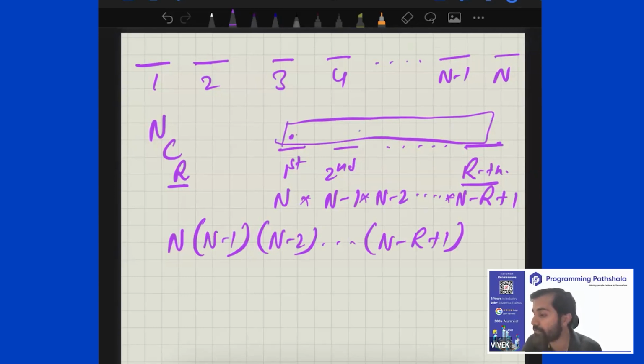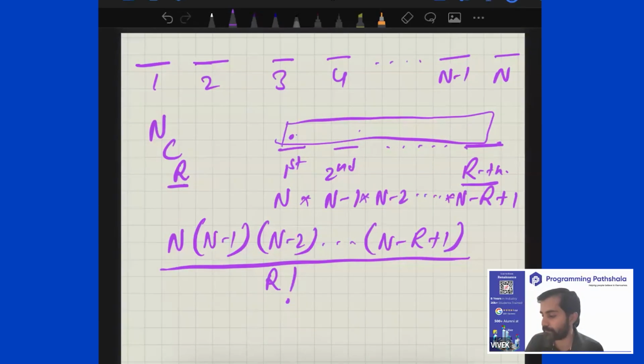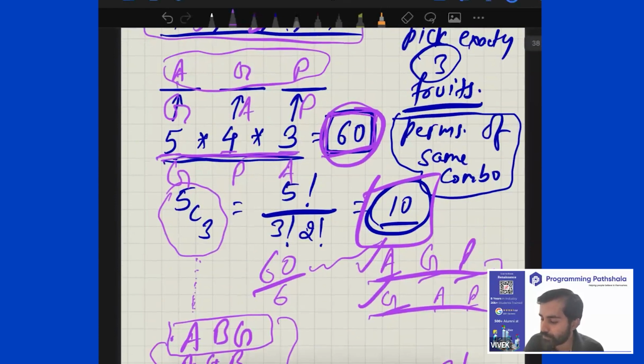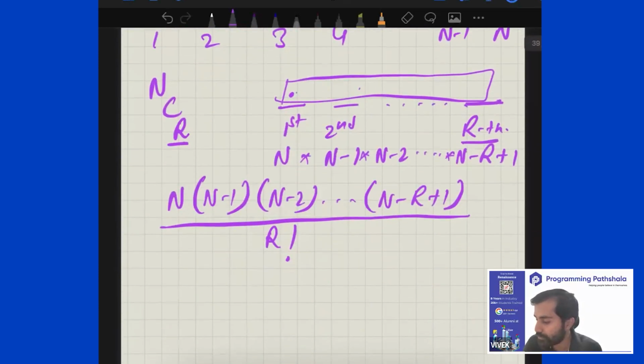So how many permutations will be there for r different items? R factorial. So if you divide this by r factorial, that will be your answer. And if you remember, this is exactly what we did here. We said 5 choices for this, 4 for this, 3 for this. So 5 into 4 into 3 divided by 3 factorial. That is exactly what we are doing over here.